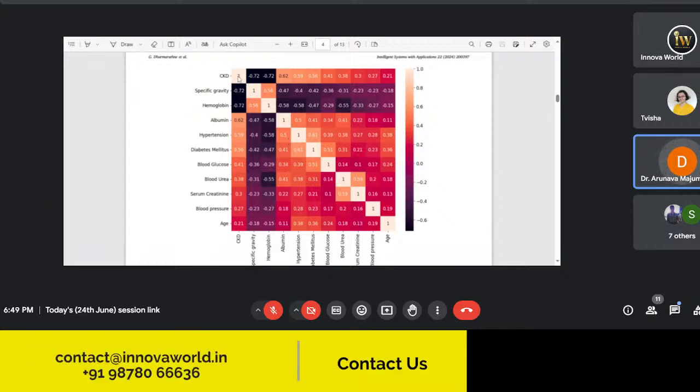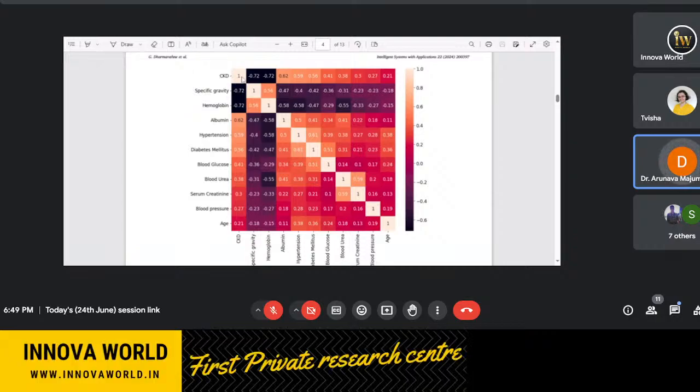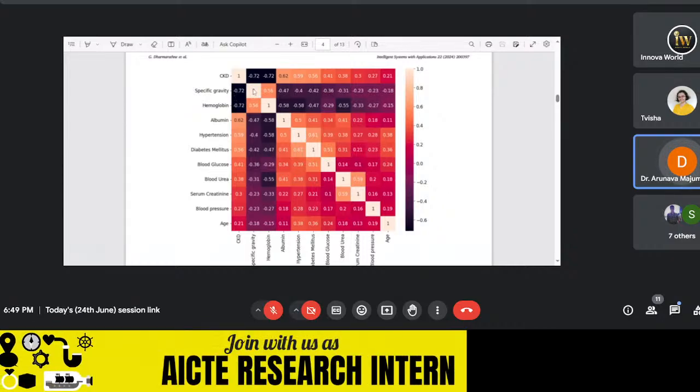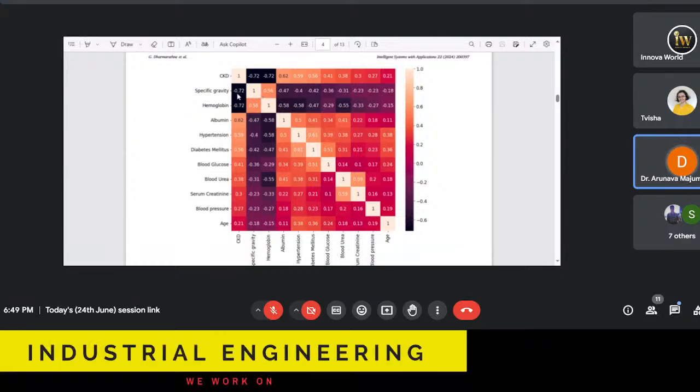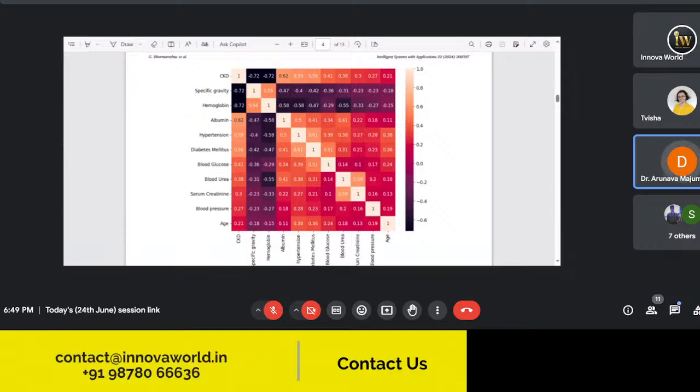We can see CKD and CKD, it is 1. Of course, CKD and CKD will be 1 because both datasets are the same. Specific gravity and specific gravity, you can see in the second diagonal element, because both datasets are the same. So since they are the same dataset, of course the correlation coefficient will be 1. Understood?